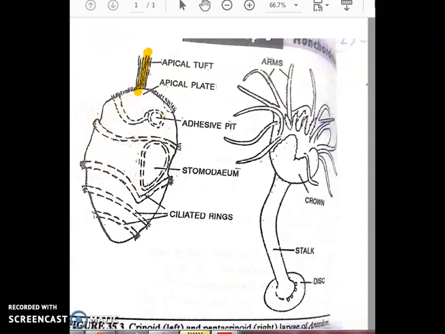After a short free swimming life, this Doliolaria larva, found in the life history of Crinoidea class members, settles down to the bottom and attaches itself to some substrate. Then it undergoes metamorphosis, and when it gets fixed to the substratum, it appears like this.